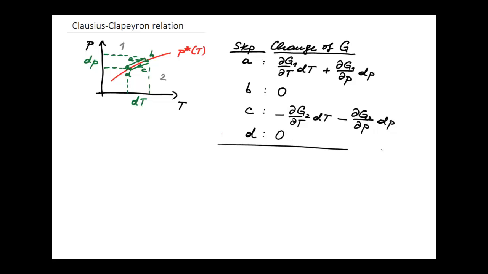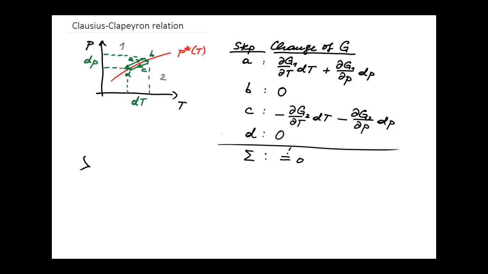So what is the net change of free enthalpy? It's obviously the sum of these contributions, but the net change of free enthalpy has to be 0, because we are back at the starting point, and of course we must have the same free enthalpy as before. So we should sum the various contributions from the various steps and then impose the condition that the total change along this closed loop must be equal to 0.